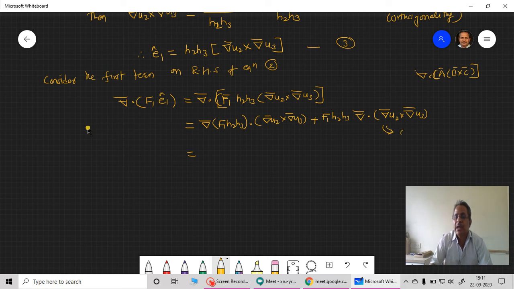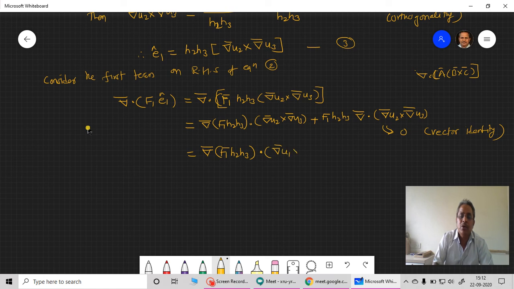So there is one vector identity. Now try to find out what this vector identity is. In the last year SYBSc in vector calculus, or this particular third chapter, we have discussed this type of vector identity. I am not going to express it here, but that becomes simply 0. So this operation becomes a simple one. It is grad of, in the bracket, f1 h2 into h3, bracket dot grad of u2 cross grad of u3, plus 0.